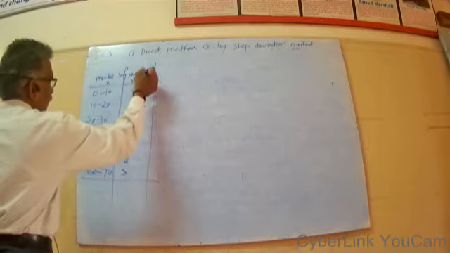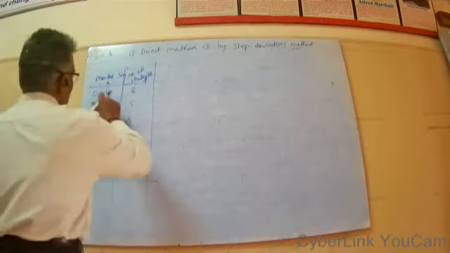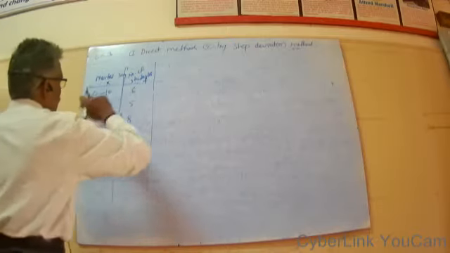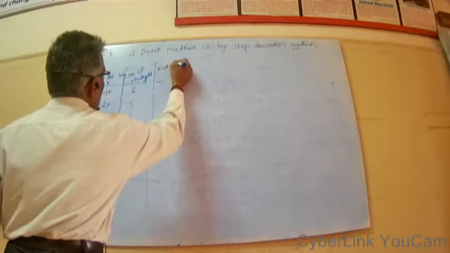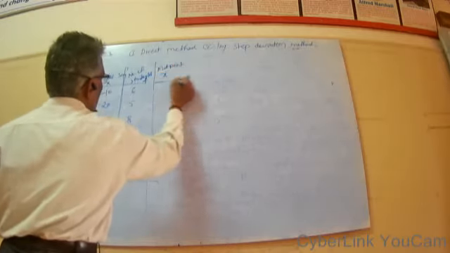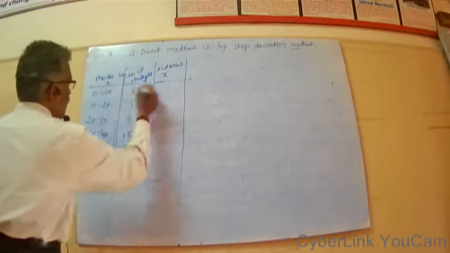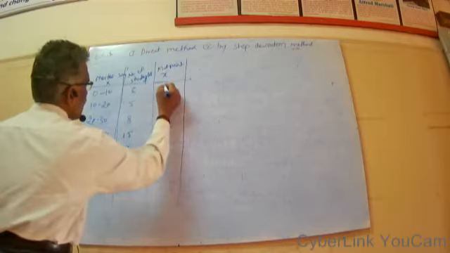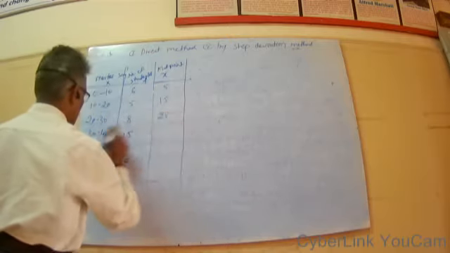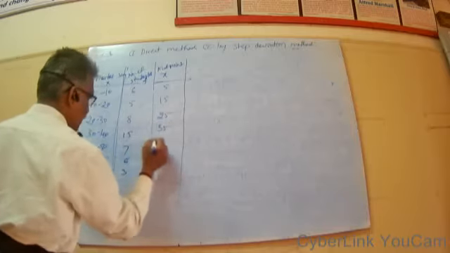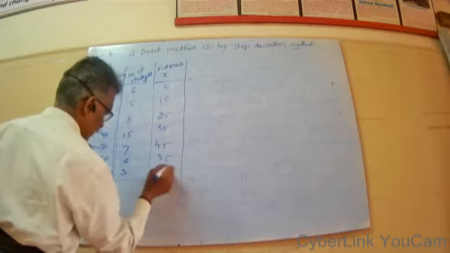This is the f. Frequency is always how frequent it occurs. For this 0 to 10, the midpoint, that is known as small x. So this is the first step. What is the midpoint? 0 plus 10 divided by 2 equal to 5. This is 15, this is 25, this is 35, this is 45, this is 55, and this is 65.